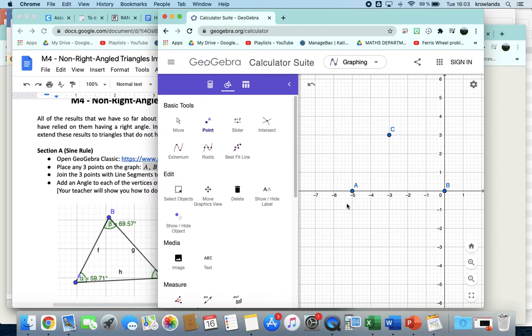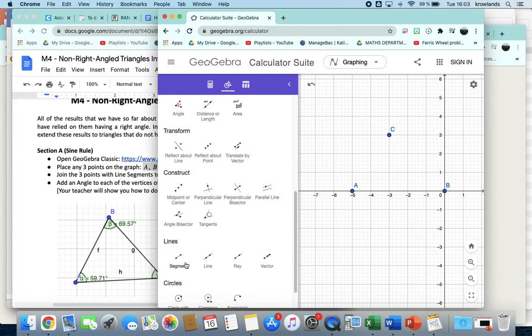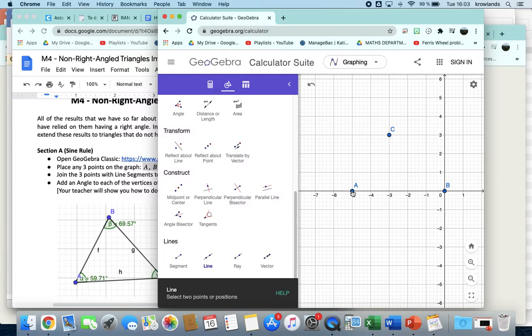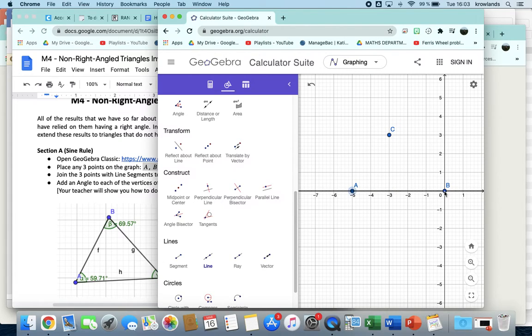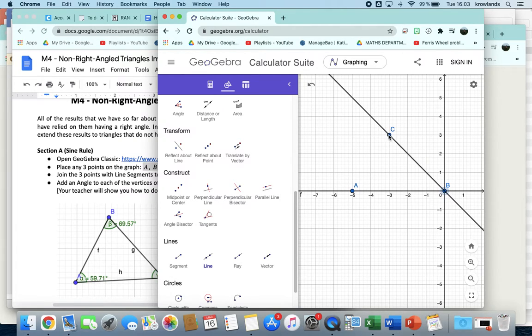Once we've done that, we are going to do the following. We are going to find the line, which is here. We click on A and then B, and it joins a line which goes on for an infinite amount of time. We need to press line again. We join B and C, and then we do the same for A to C.